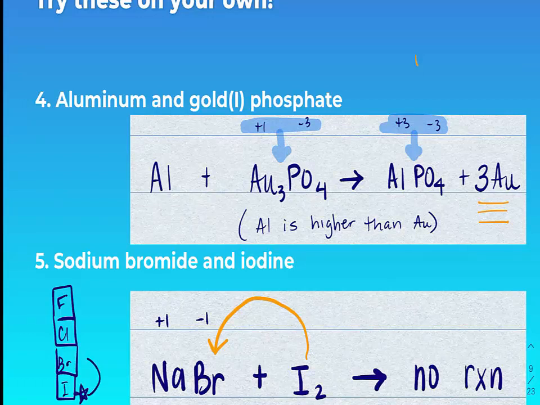It is not strong enough to kick out bromine in a compound. Bromine is going to hold strong with sodium and not give up its place. And so this is a no reaction. So the reasoning here is because iodine is lower on the activity series than bromine that it was trying to kick out. So this is a no reaction.